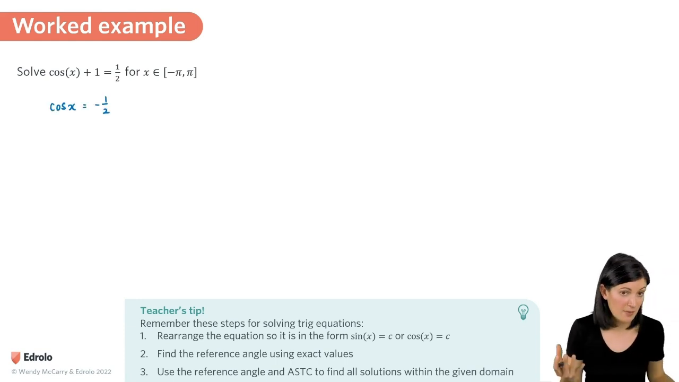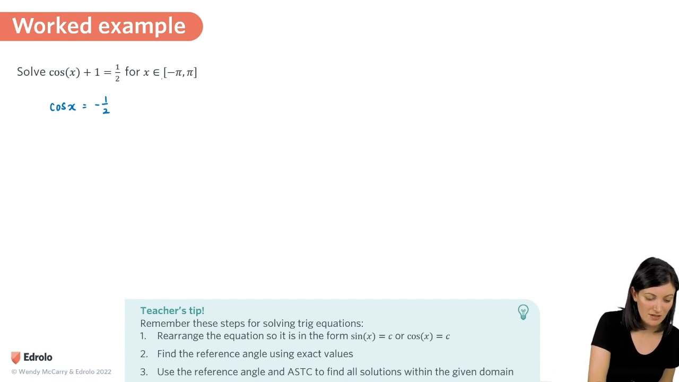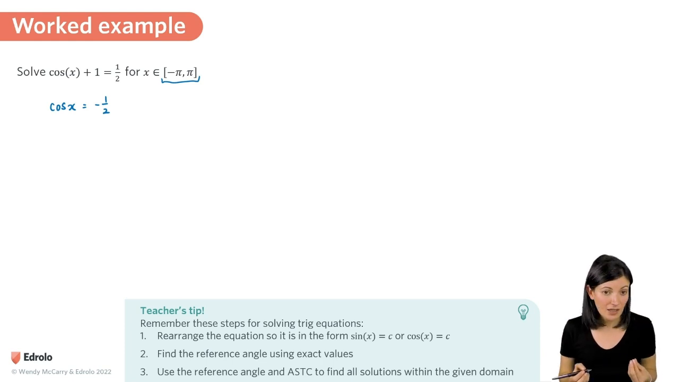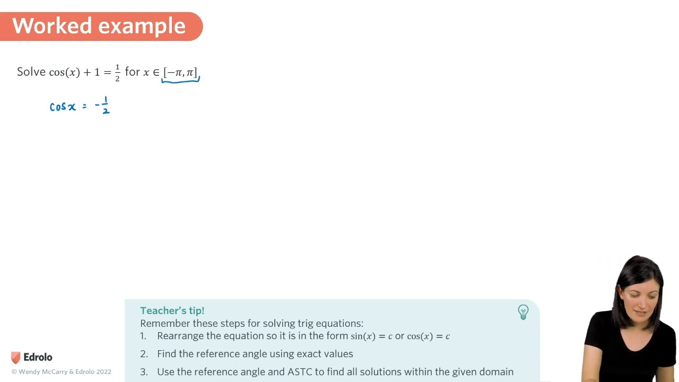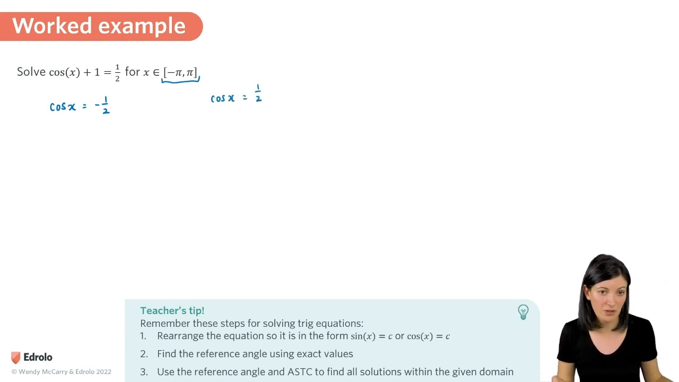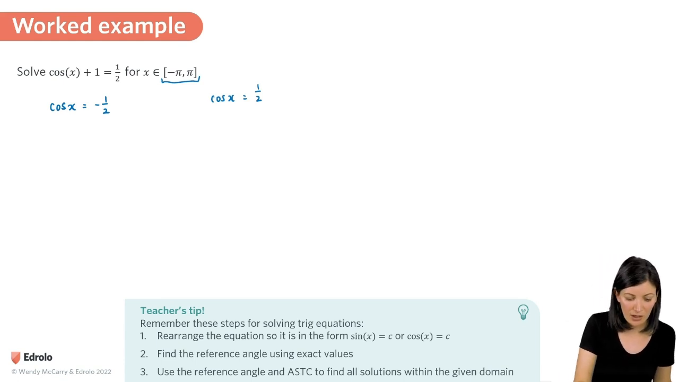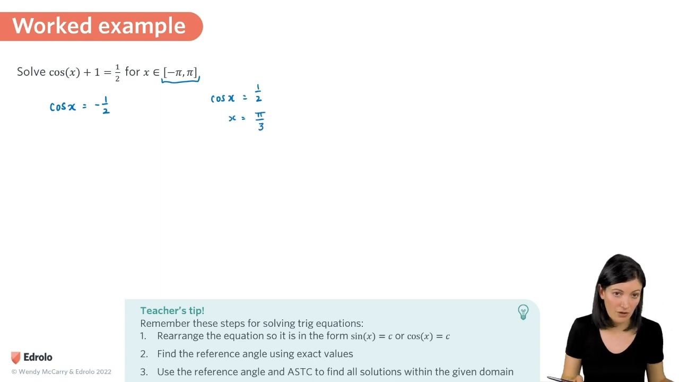Okay, now this one's a little bit trickier. I've given you a different domain, and I've given you cos x is equal to a negative value. We still need to think about our base or our reference angle, okay? And our reference angle is where our cos or our sine is equal to the positive value here. So where is cos x equal to 1/2? If we know our exact values well, we know that cos x is equal to 1/2 when x is equal to pi on 3.